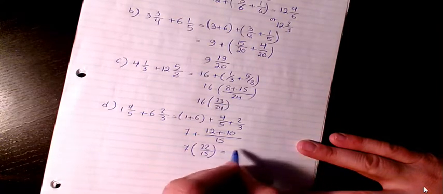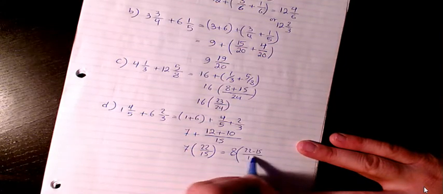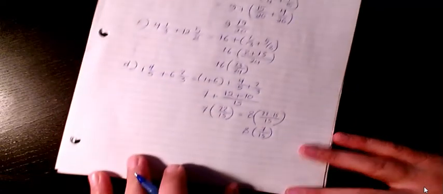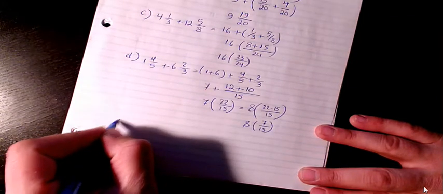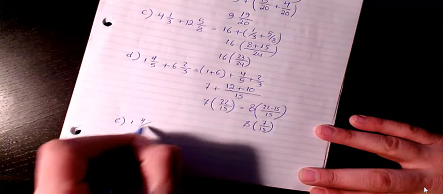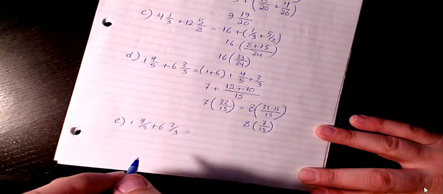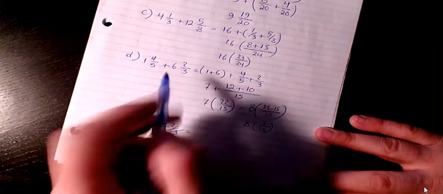Or I can say 8, 22 minus 15 divided by 15. So 8, 7 divided by 15. Next one is E. Sorry, that's not E. The previous one was the same thing.